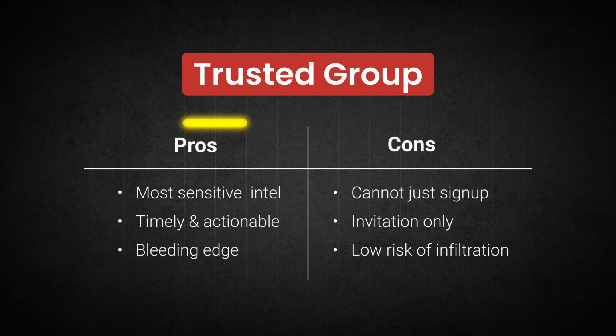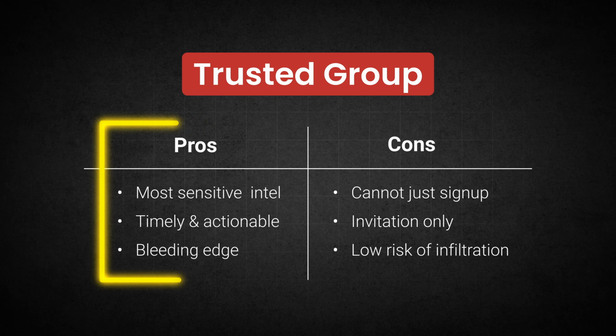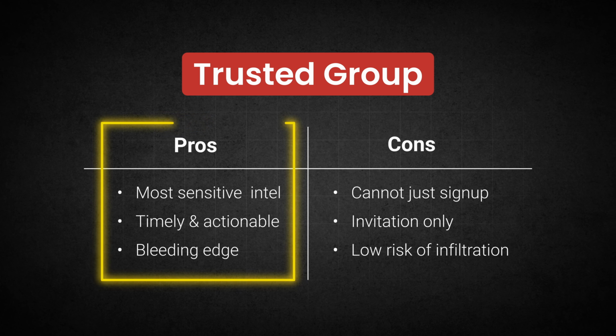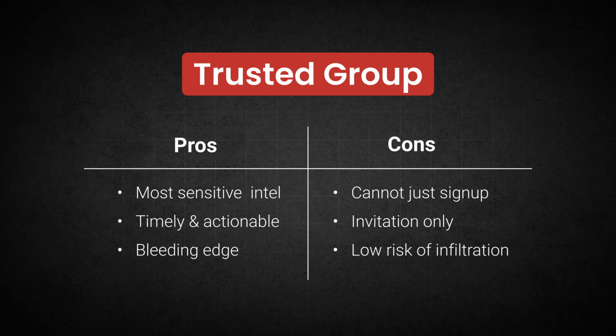So what are the pros of these small circles? Well, this is where the most sensitive, groundbreaking, and timely intelligence is often shared. Because it's a high-trust environment, many analysts are more willing to share early findings, half-formed theories, or discuss ongoing investigations that they wouldn't dare to mention in a public forum. This is where the bleeding edge intelligence is shared.